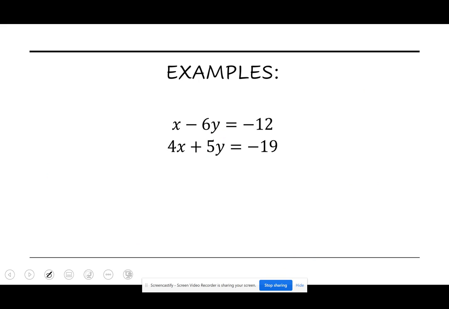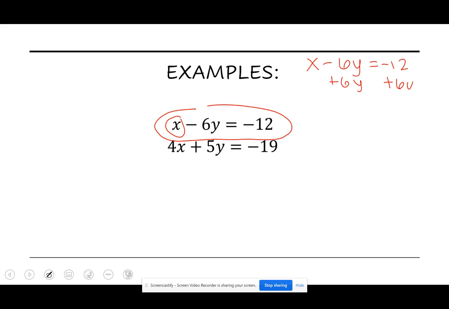Our last example is one where one of our variables is not by itself. So we want to try to make one of our variables get by itself. I think it looks easiest in this one to get the x by itself because it already has a coefficient of 1, so we won't have to divide anything. So I'm going to do it off to the side here. To get that x by itself, I'm going to add 6y to both sides. So now I have x equals positive 6y minus 12.